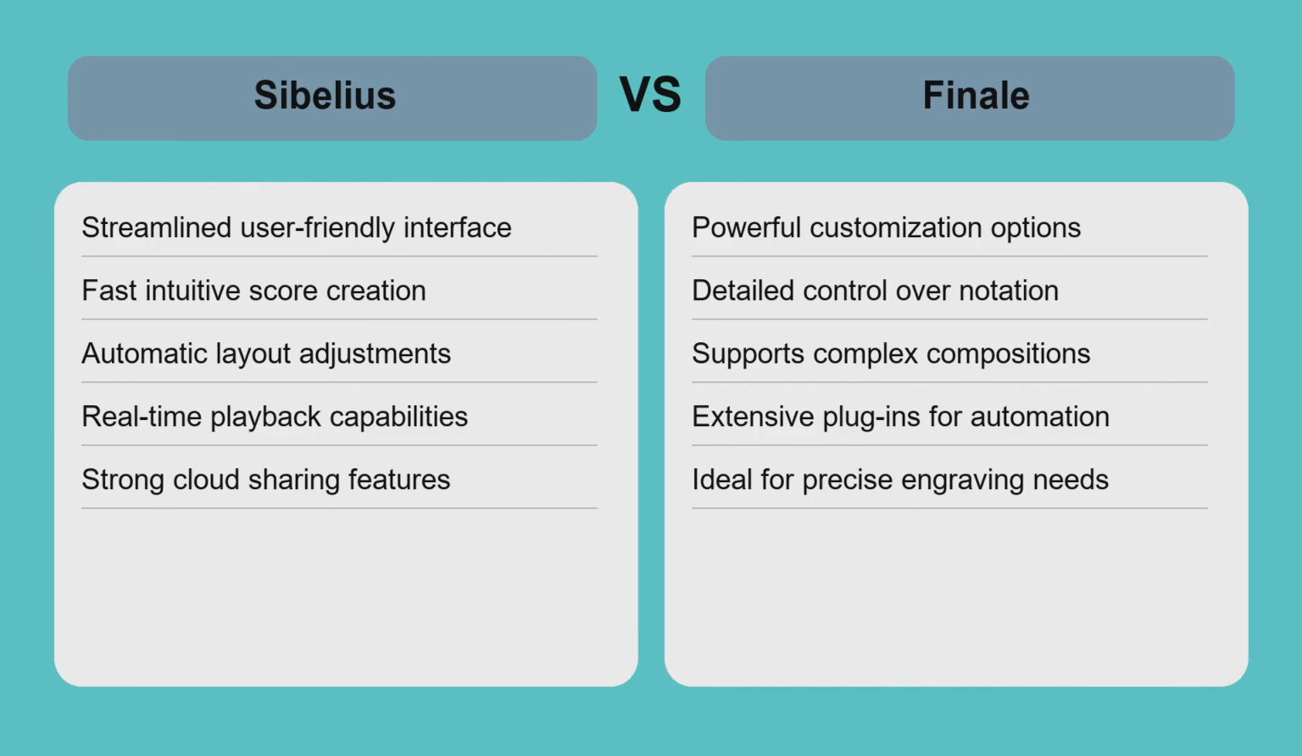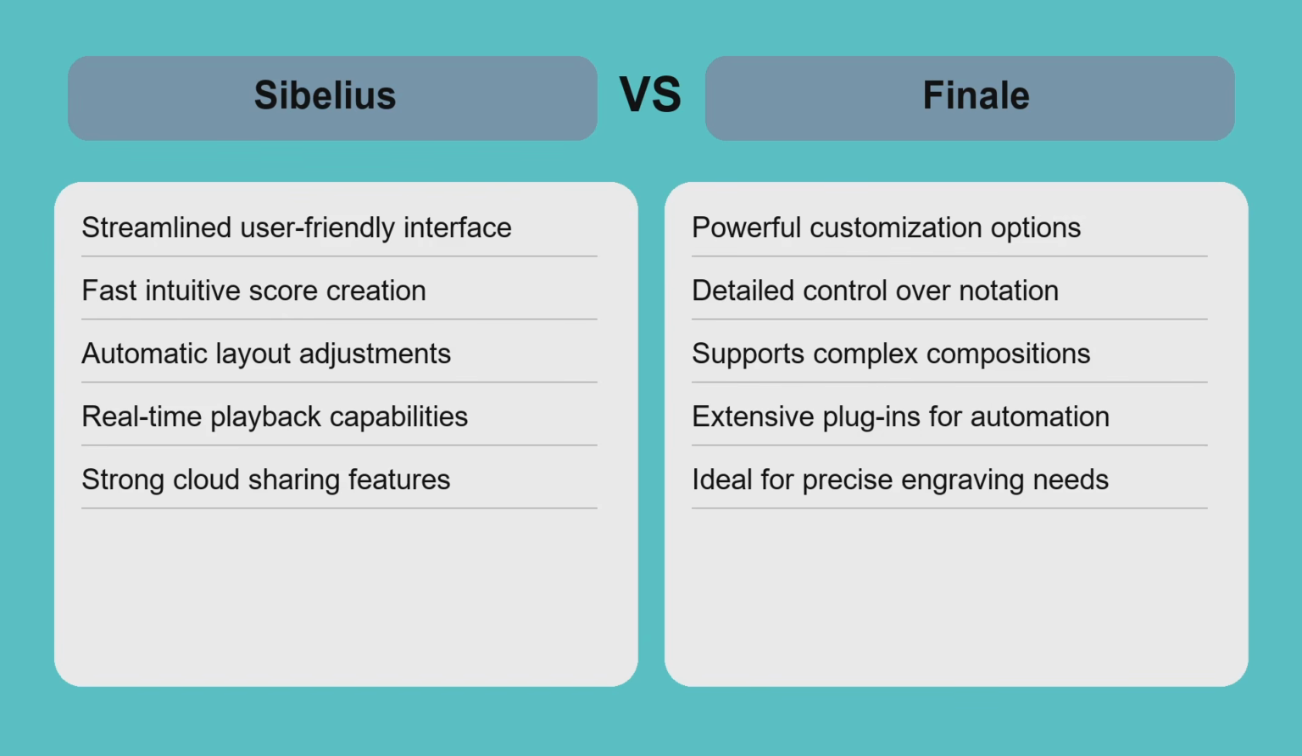Comparing Sibelius and Finale reveals a trade-off between usability and control. Sibelius offers a smoother learning curve and faster workflow, perfect for quick score creation and collaboration. Finale, on the other hand, provides unmatched flexibility and engraving detail, suited for complex, customized projects.